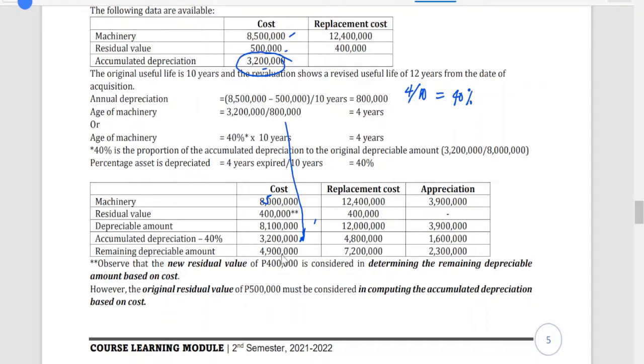So the existing accumulated depreciation stays the same. 8,100,000 minus 3,200,000, that's 4,900,000. Then we have the replacement cost, of course, 12,400,000 minus 400,000, that's 12 million. Then that would be 40% depreciated. So 12 million times 40%, that's 4,800,000. Get the difference, that's 7,200,000. Get the difference between the column for cost and the column of the replacement cost. So these are the appreciation.